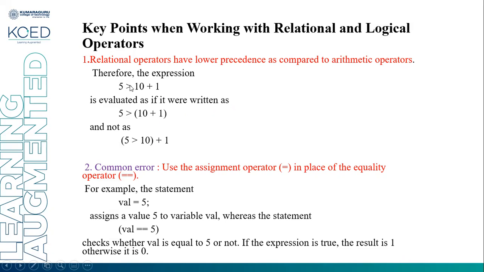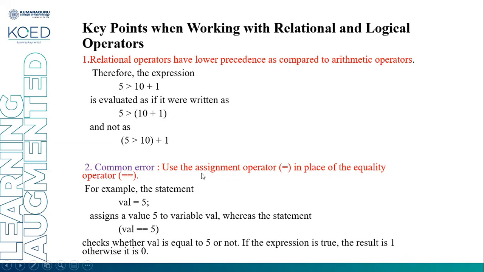For example, if you give 5 greater than 10 plus 1, what will happen? The arithmetic operator has higher precedence and the relational operator has lower precedence. So 10 plus 1 will be executed first, then the comparison will happen. 5 is compared with 11. 5 greater than 10 is not compared first, because plus has more precedence. That's why the right side, 10 plus 1, is calculated first. After that, the comparison will happen.